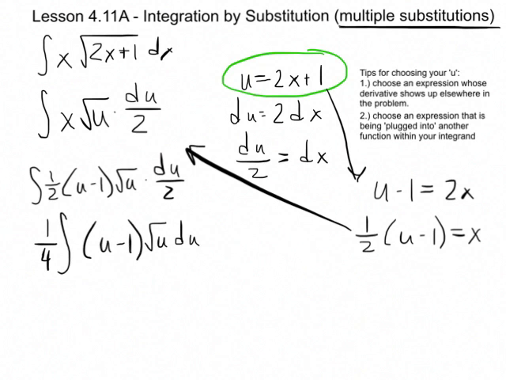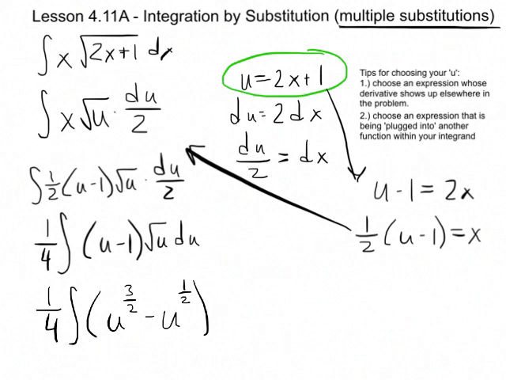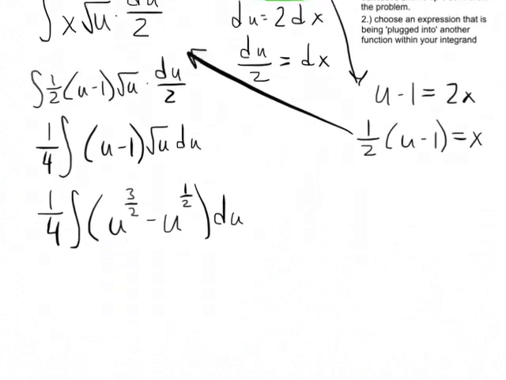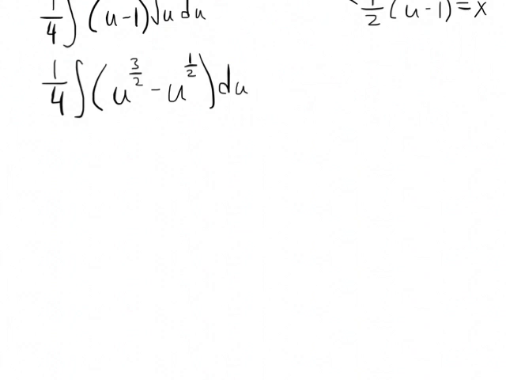I'm just going to distribute this square root of u into this expression. If you think about this as being u to the 1/2 power, we can move it in pretty easily. We'll end up with 1/4 the integral of u to the 3/2 power minus u to the 1/2 du. And from there, that's easy. These are just applications of the power rule. I'll leave my 1/4 on the outside.